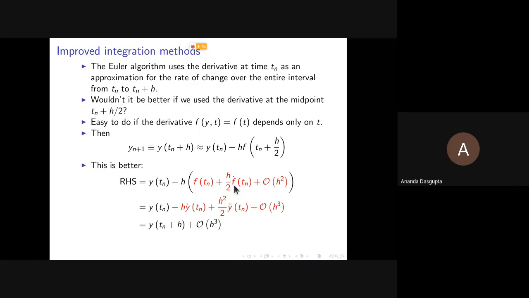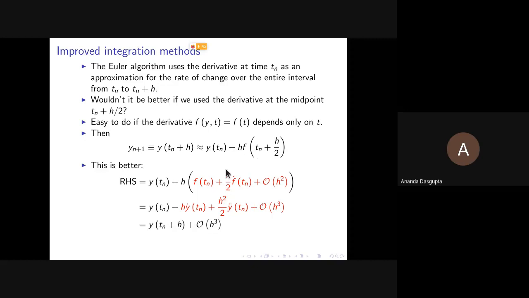I hope you can see the dot in the slide. Plus other higher order terms of order h square. This is nothing but Taylor series. By the way, the Taylor series is what is going to be our go-to mathematical formula for this entire part of the course. Everything will be Taylor series in some form or the other.